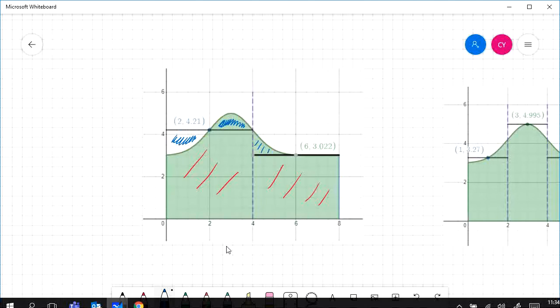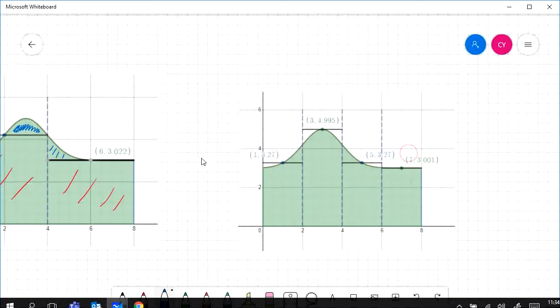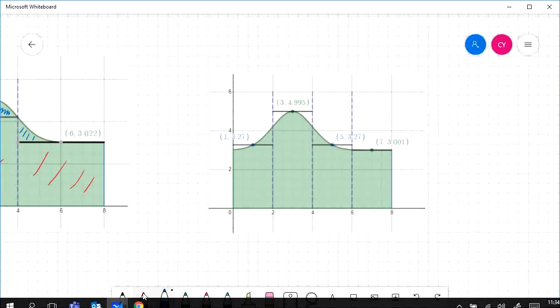So let's make the estimate better again. Rather than having 2 rectangles, let's go to 4 rectangles. And here's one I prepared earlier. Now remember your rules. Each rectangle has to have the same width. In this case, I'm making my rectangles have a width of 2. So there's 4 of those to make up my 8.